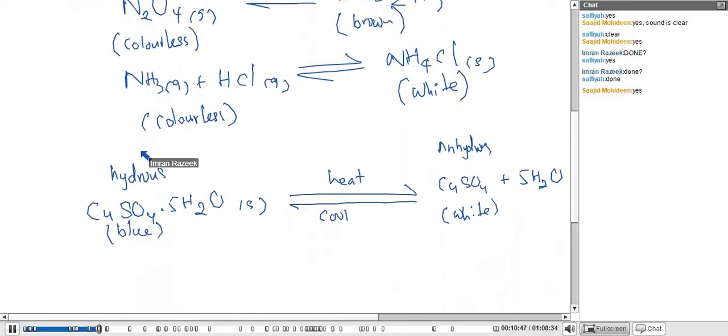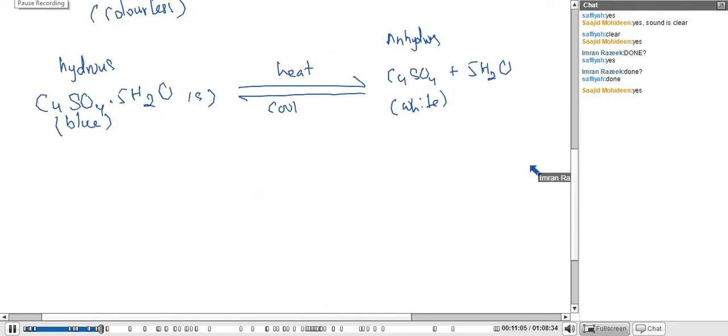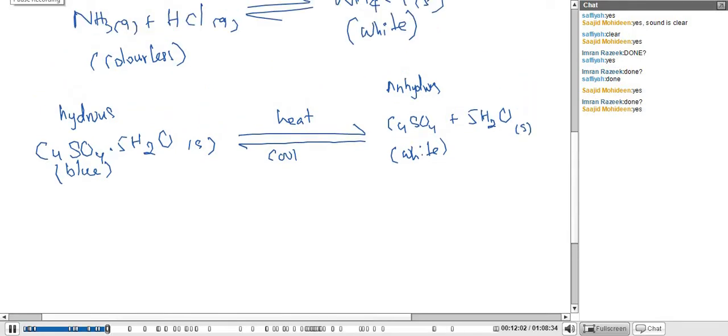You can copy the last example, hydrous to anhydrous. Both anhydrous and hydrous are in the solid state. Let's see what an equilibrium reaction is and what the difference is between reversible and equilibrium reactions.